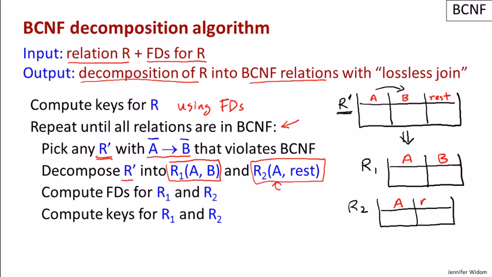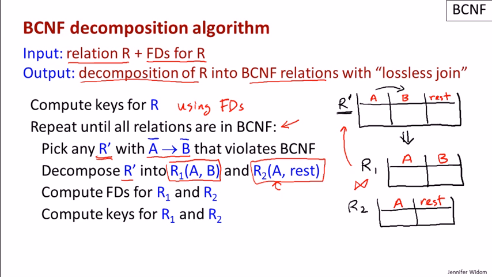R2 will contain the left-hand side of the functional dependency and the rest. We can see clearly that this is a decomposition that keeps all attributes, and what we'll see soon is that this is also a good one in that logically the join of these two relations is guaranteed to give us back what we had originally.